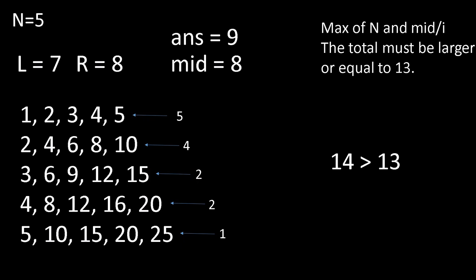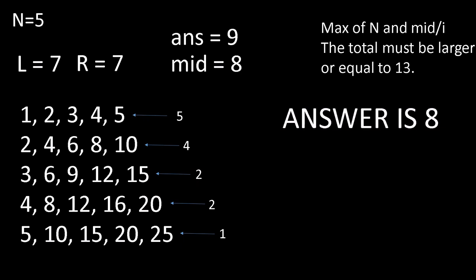Left equals 7, right equals 8, and ans equals 9, mid equals 8. 5 plus 4 plus 2 plus 1 equals 13. It worked. Right equals 7, and ans equals 8. You can try for mid equals 7 on your own to see that it won't work. And that concludes our solution.